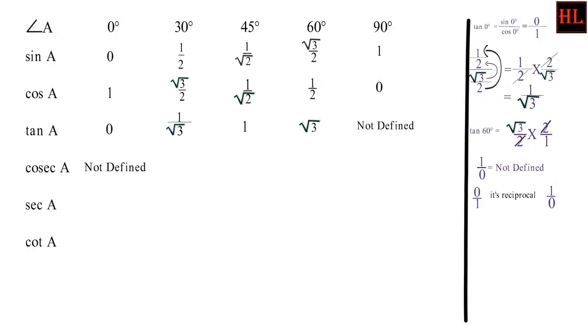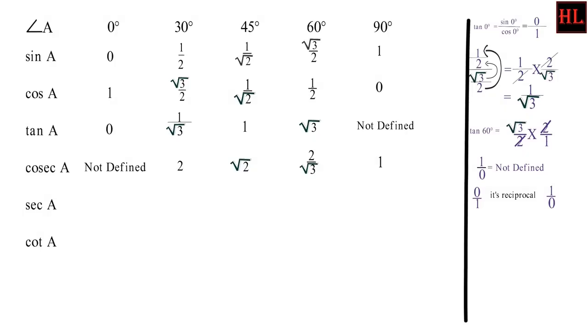For cosec 30, we'll take reciprocal of 1 by 2. Therefore, cosec 30 is equal to 2. Cosec 45, we'll have root 2. And for cosec 60, we'll have 2 divided by root 3. And for cosec 90, we'll have 1.